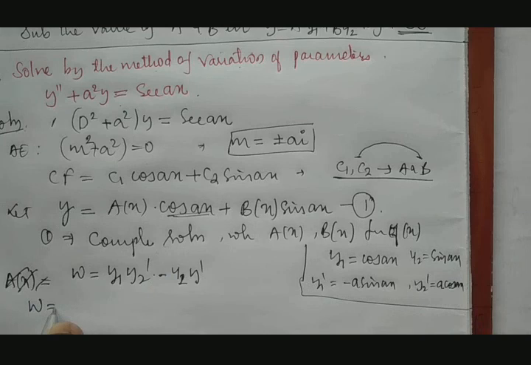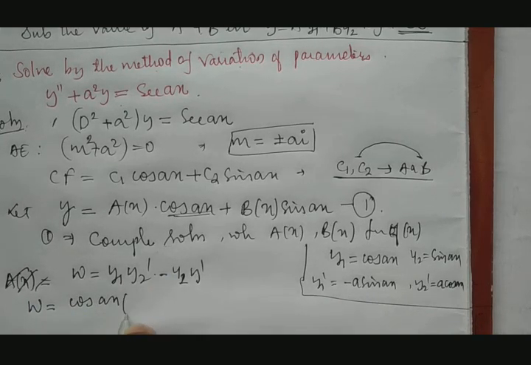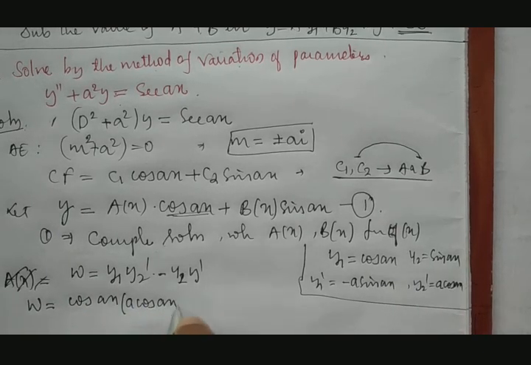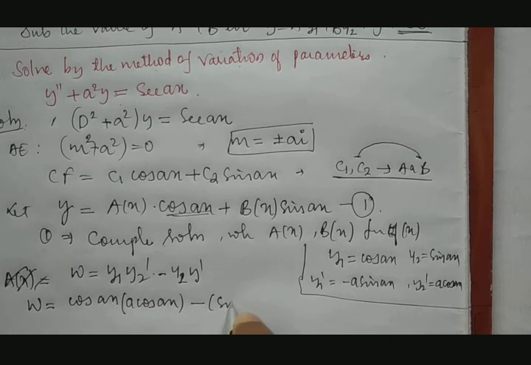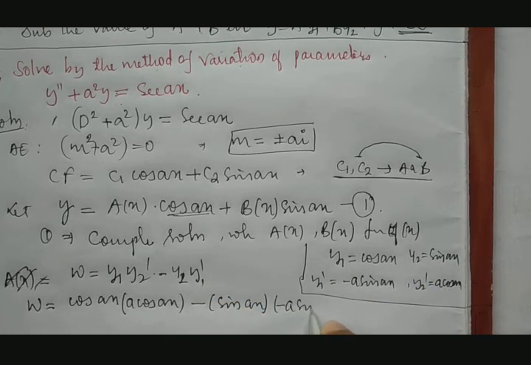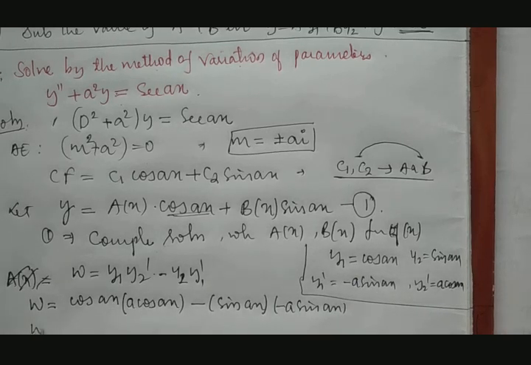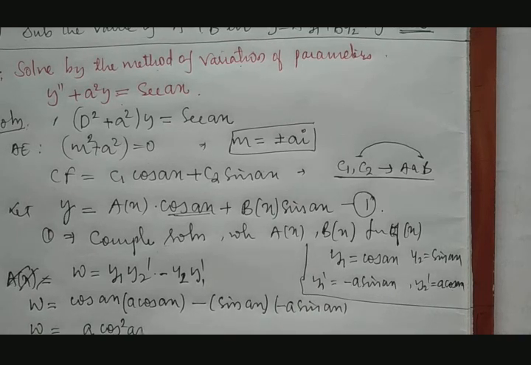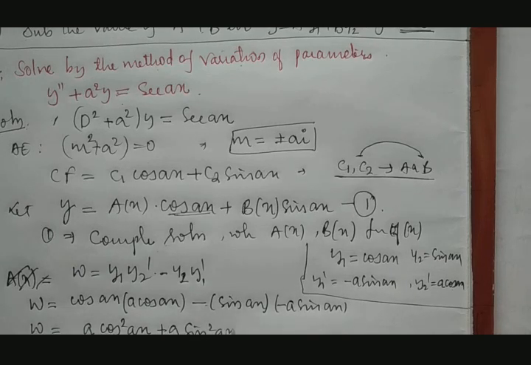Then W is equal to y1. What is y1? Cos ax, into y2 dash, that is a into cos ax, minus y2, that is sin ax, into y1 dash, that is minus a into sin ax. Therefore W is equal to cos ax into a cos ax, so it is a into cos square ax, minus of minus, plus a into sin square ax.